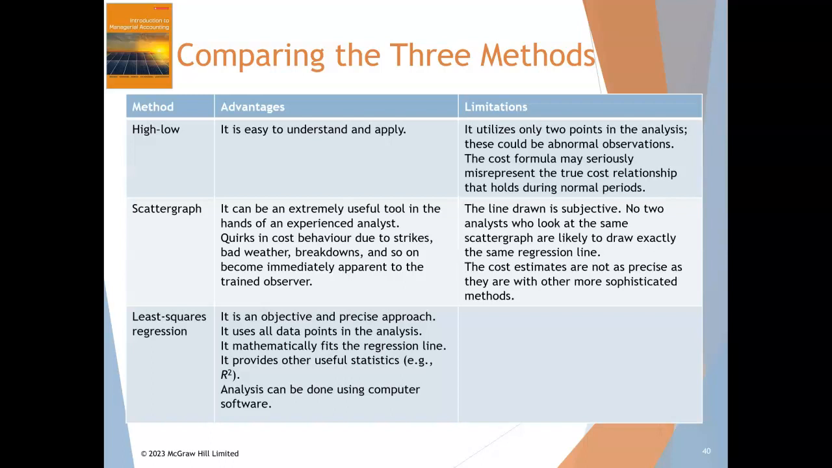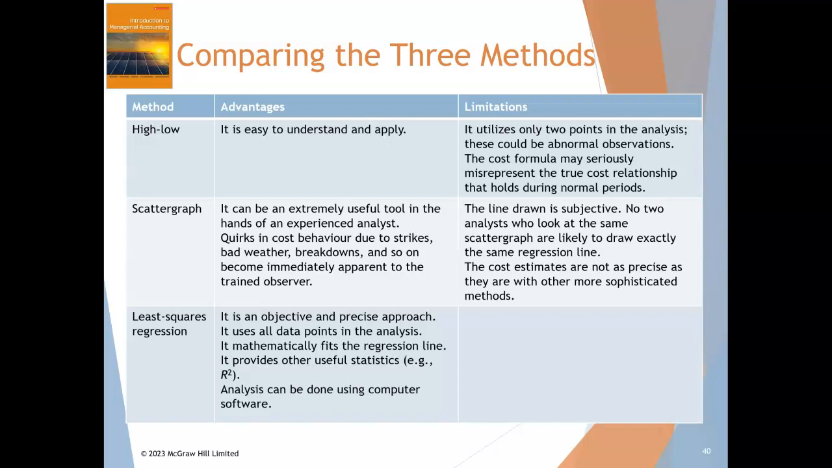Scatter graph, advantages. It can be an extremely useful tool in the hands of an experienced analyst. Quirks in cost behavior due to strikes, bad weather, breakdowns, and so on become immediately apparent to the trained observer. Limitations. The line drawn is subjective. No 2 analysts who look at the same scatter graph are likely to draw exactly the same regression line. The cost estimates are not as precise as they are with other more sophisticated methods.